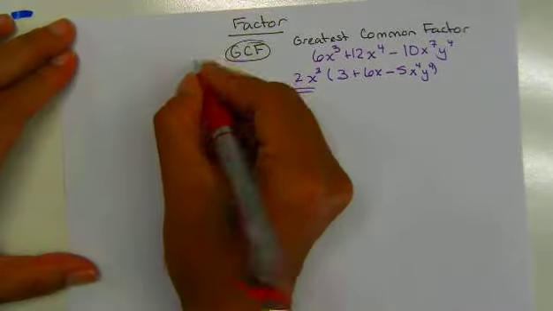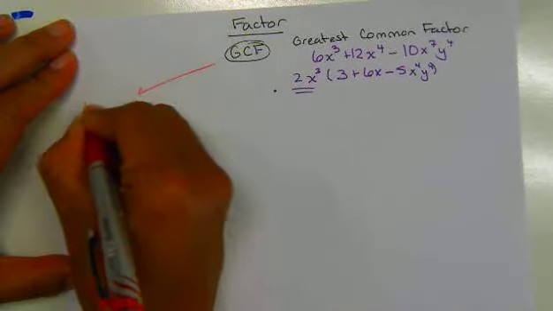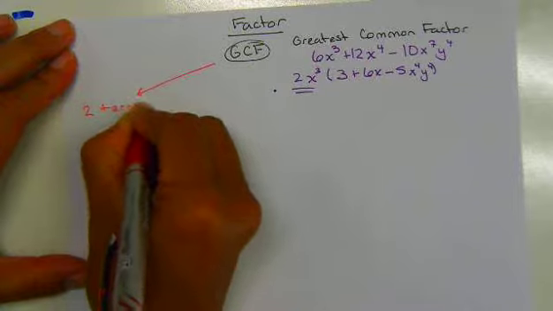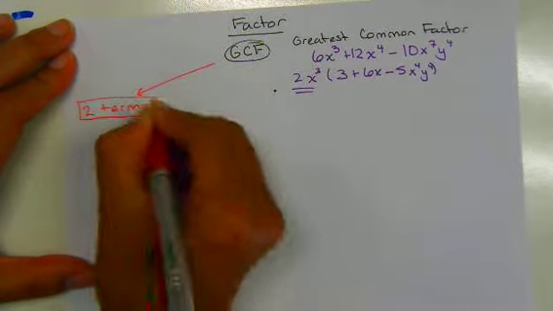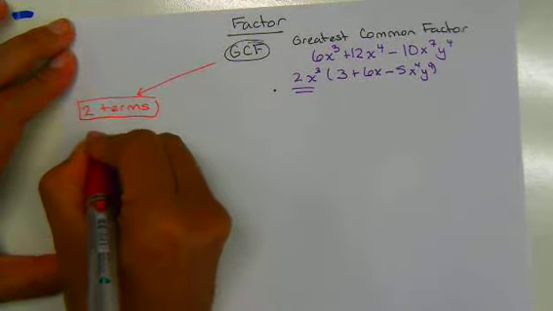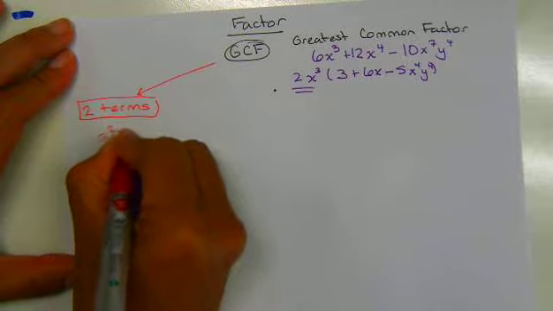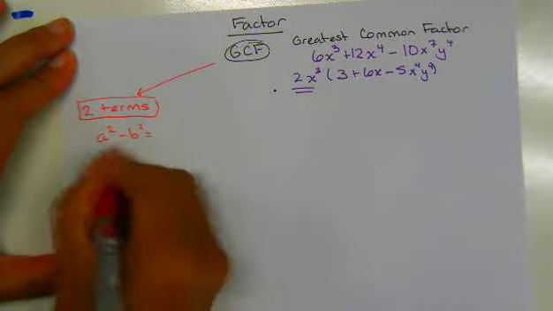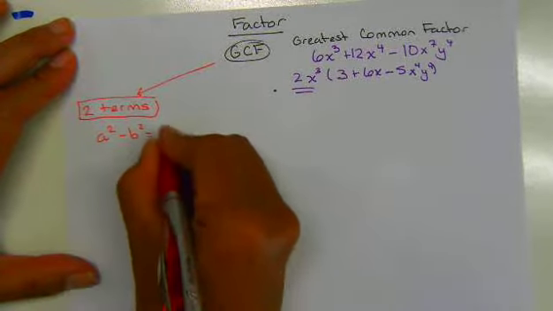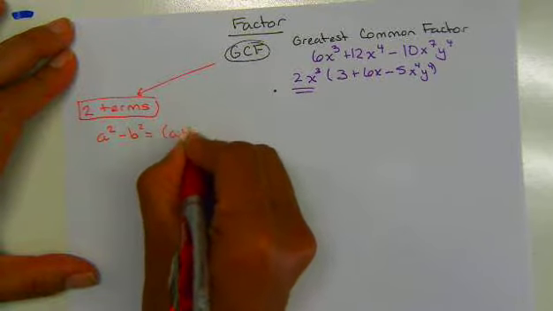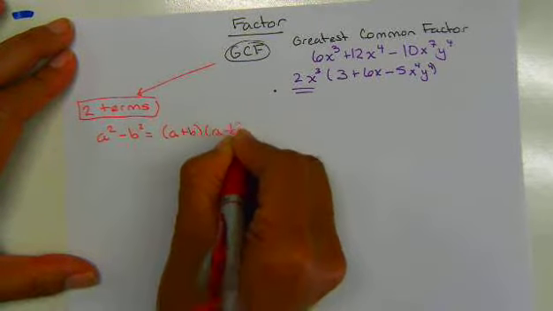All right, what if you're left with just 2 terms? So you've seen this last year as something that might look like this, a squared minus b squared. That factors. This is our difference of squares. So this would be a plus b, a minus b.